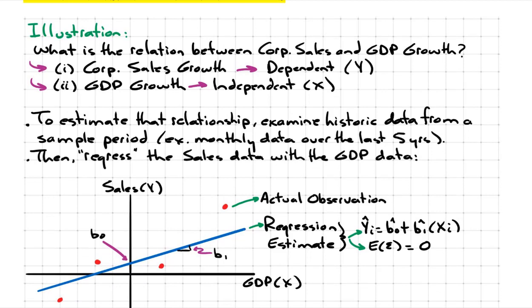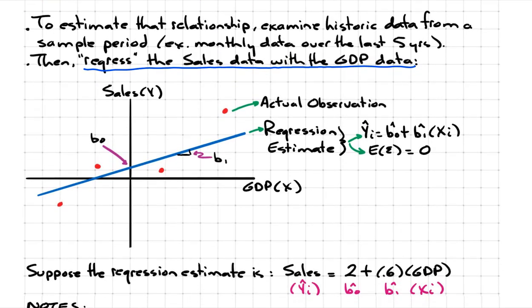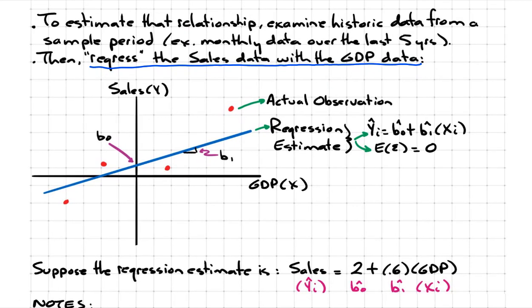Now, to estimate this relationship between corporate sales and GDP, what we're going to do is look at some historical data from some sample period. So, for example, the analyst may look at the monthly data over the last 5 years. So this would represent 60 observations. Now, using these 60 observations, the analyst would then regress the sales data on the GDP data. And here's a visual depiction of what's going on here.